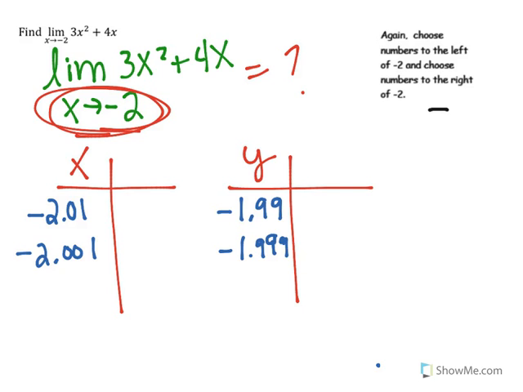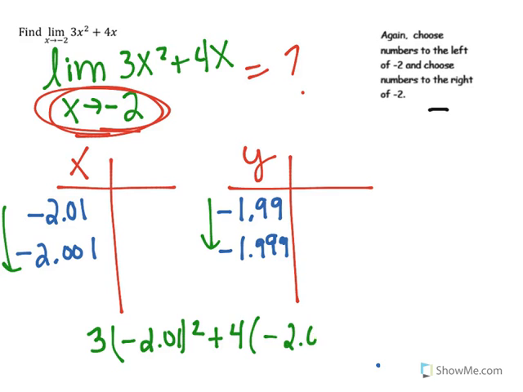So we want to see what happens as we get closer and closer to negative 2. If I'm going to plug this in, be careful when you're plugging this in. When you're plugging in something like negative 2.01, you want to make sure you have 3 times, in parentheses, negative 2.01 squared plus 4 times negative 2.01. Make sure you use parentheses. That's going to give me 3.92. Do the same thing for negative 2.001.